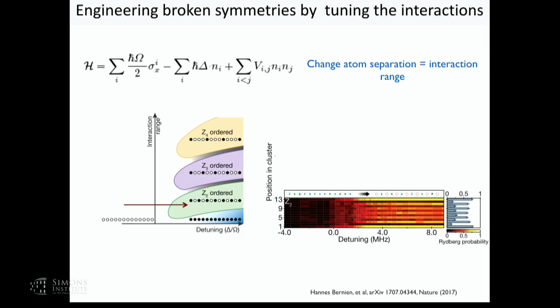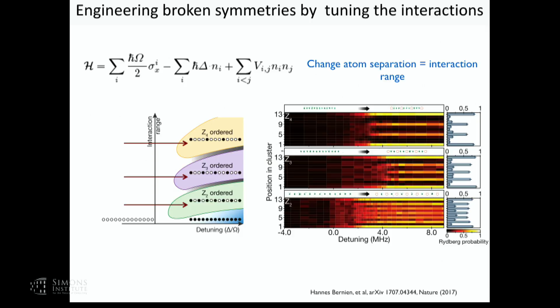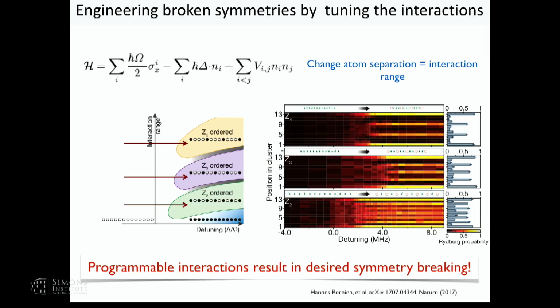So here were these 13 atoms breaking Z2 order. If we bring the atoms a bit closer, then we break the Z3 order, and if we bring the atoms a bit closer still, it now breaks Z4 symmetry. So basically what one can see is that you can program interactions to result in the desired symmetry breaking. But, of course, the question now is how well this system works.